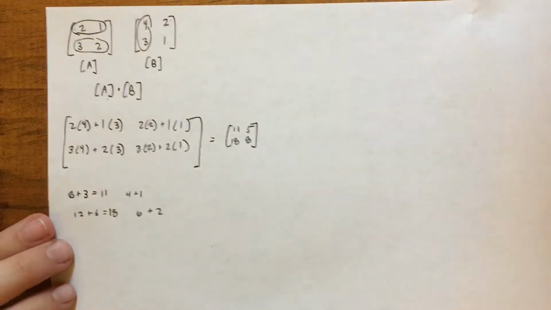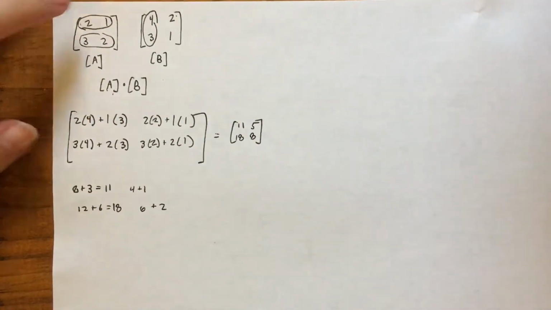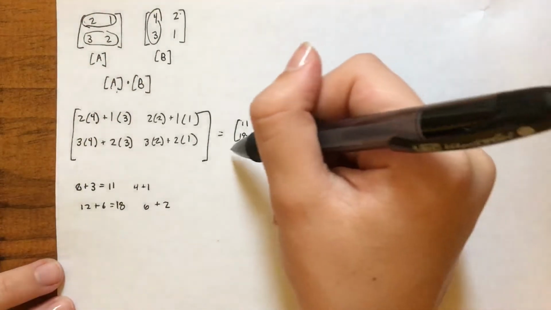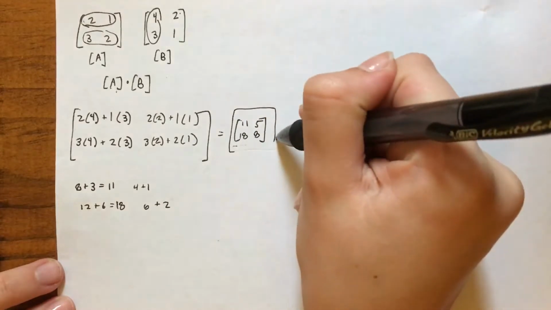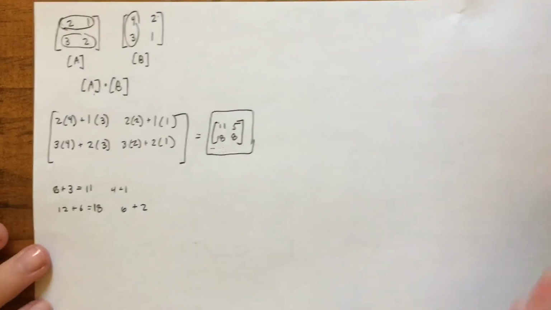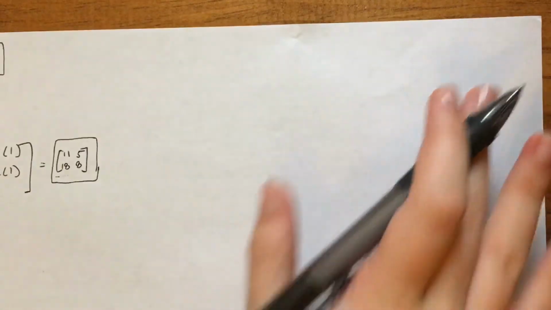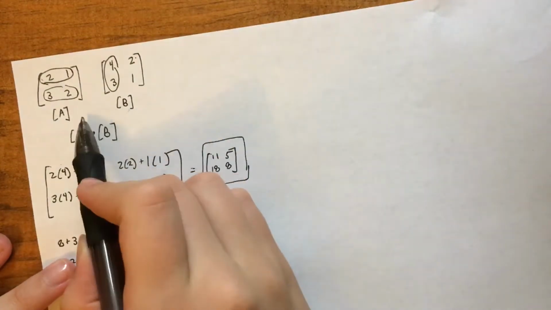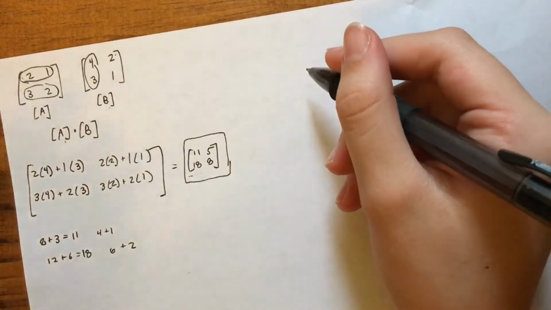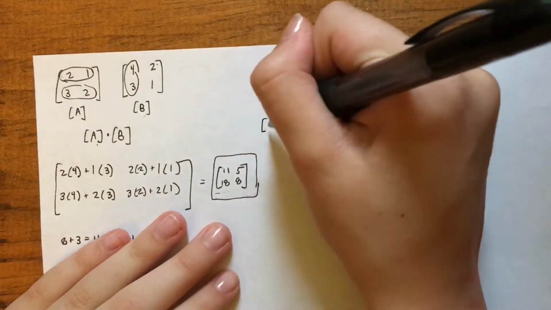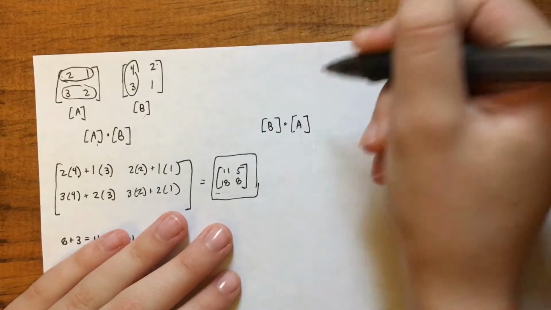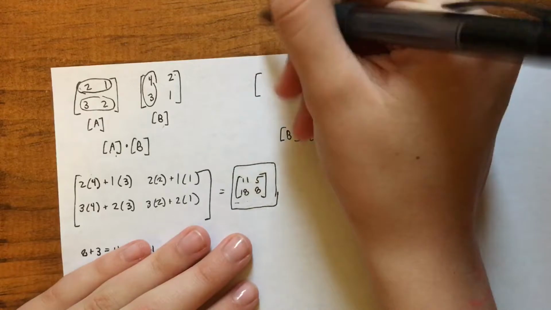So here we have multiplied the two matrices by each other, and that's our final answer. Now another problem we could do is multiply B times A. So that would be, and I'm going to rewrite our matrices.